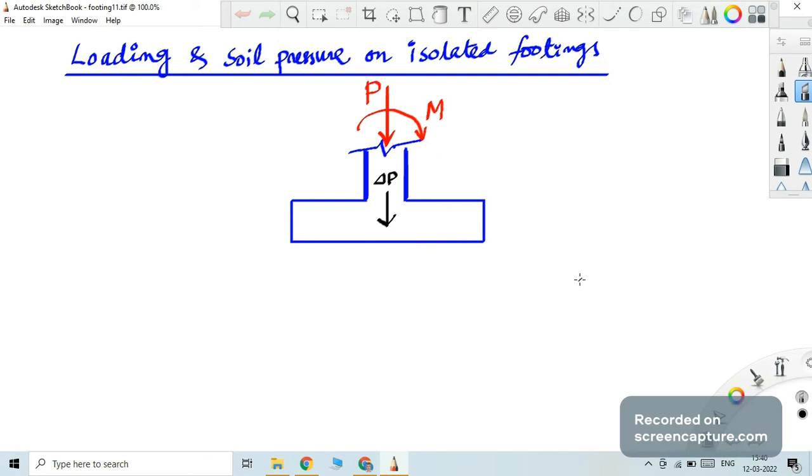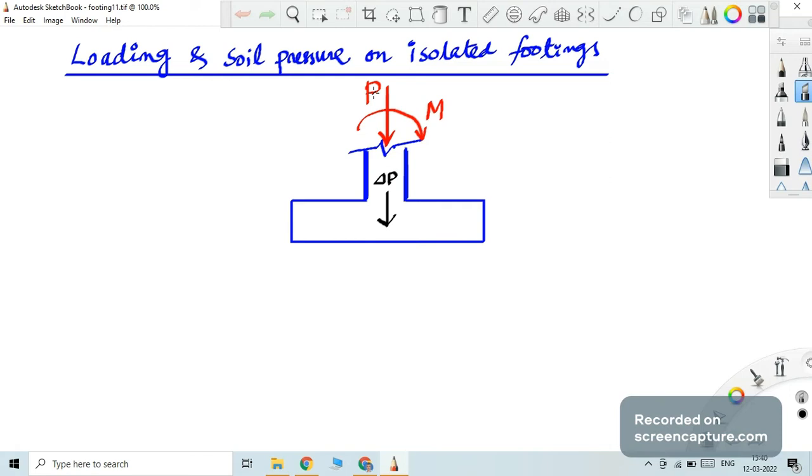You will never get a footing having only P. And in addition to P, you need to add delta P also. P you are getting from the structural design, the dead weight and live load of the building as a whole, then analyzed using a proper method. You will get this P due to dead and live load of the structure. In addition to that, delta P also will be there.